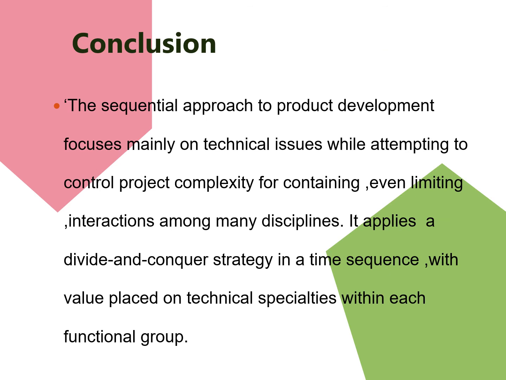Conclusion. The sequential approach to product development focuses mainly on technical issues while attempting to control project complexity by containing, even limiting, the interactions among many disciplines. It applies a divide and conquer strategy in a time sequence with value placed on technical specialties within each functional group.